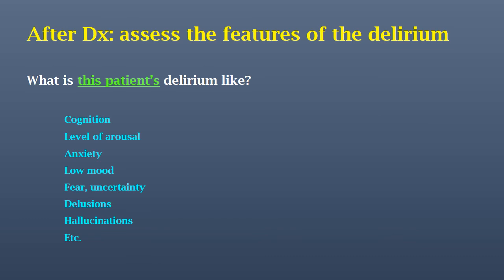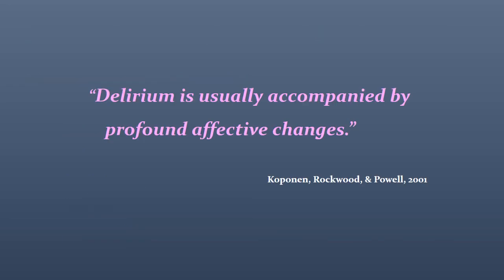So something that's really important is that once somebody has a diagnosis of delirium, the assessment shouldn't stop there. I think it's really important to assess and document the features of that person's delirium. Now, these are some of the features that you might consider. You might consider the level of cognitive impairment, how drowsy or hyperactive they are, their mood, and also the presence of psychotic features.